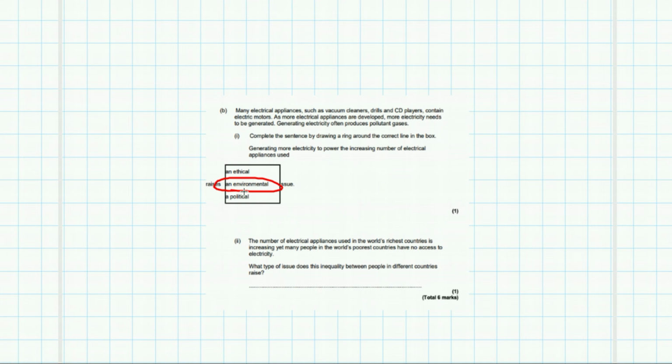The number of electrical appliances used in the world's richest countries is increasing, yet many people in the world's poorest countries have no access to electricity. What type of issue does this inequality between people in different countries raise? So this will raise an ethical issue, because is it ethically right that rich countries continue to use more and more appliances while the poorest countries can't, and they don't even have access to electricity? So it's this rich versus poor argument of why can't rich countries support poor countries rather than spending those resources on improving things for themselves when they're already at a high level? Why can't they use that resource to improve poorer countries?